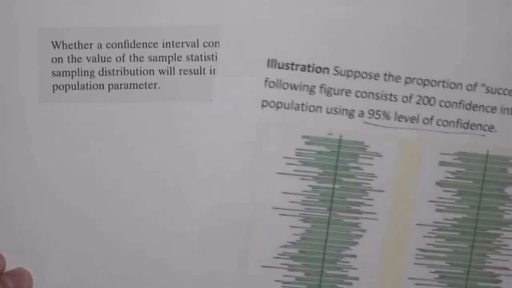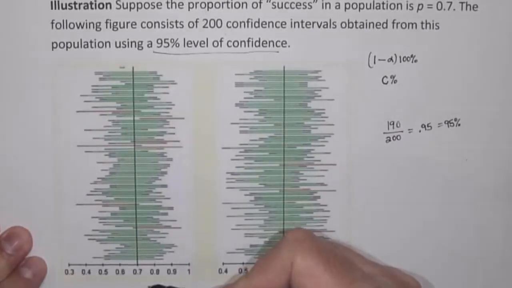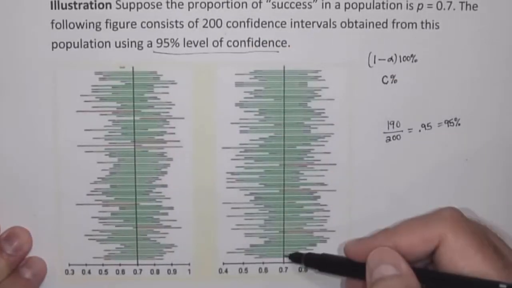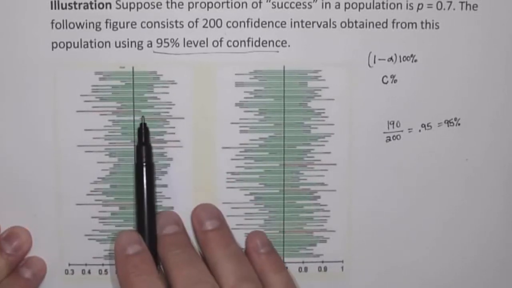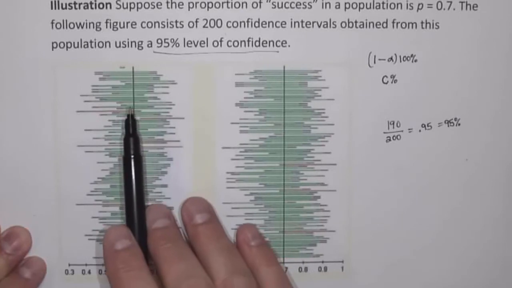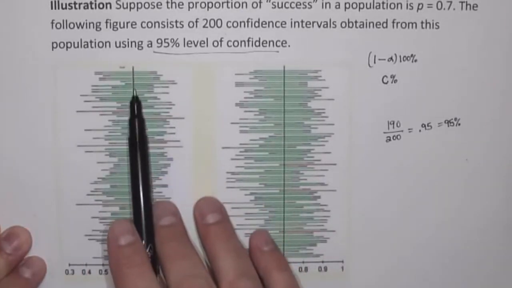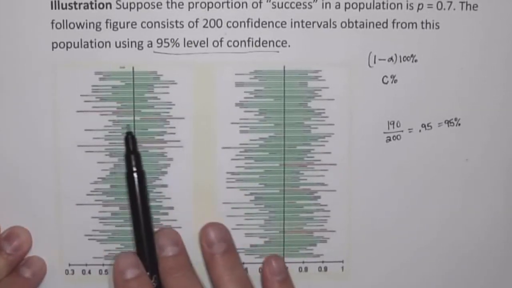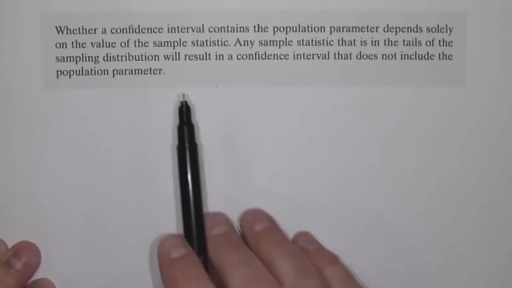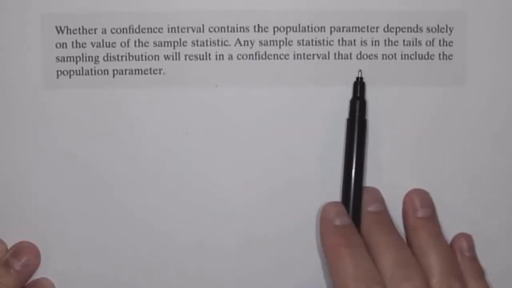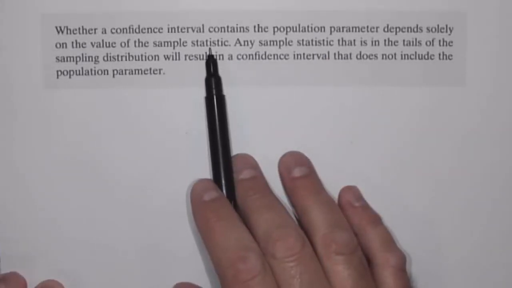So again, what I really want to make sure that you understand is the population parameter does not vary. The population parameter is what it is, but our confidence intervals are going to vary depending on the specific statistic that we end up with. So the parameter doesn't vary, but our confidence interval is going to vary depending on the statistic. And that is the point. Depending on our point estimate, that's going to determine whether or not the confidence interval will contain the parameter.